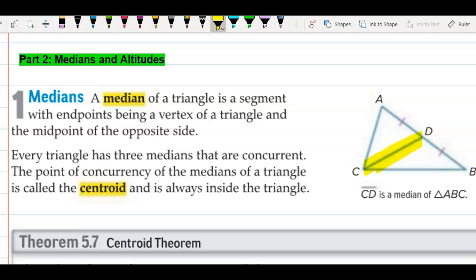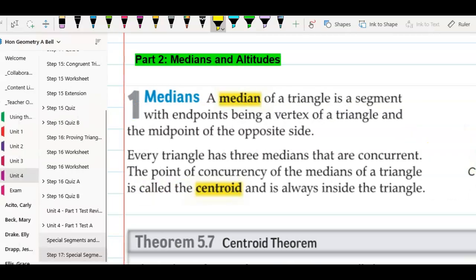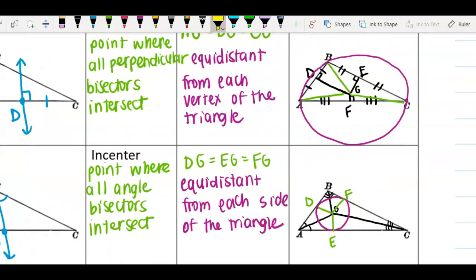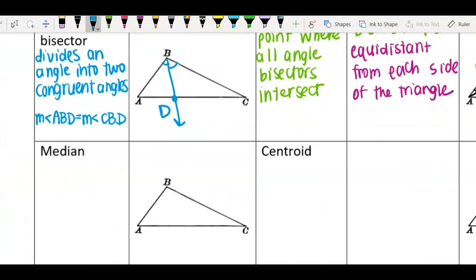So let's go to our special segments and clarify this first. It goes from a vertex to the opposite side and bisects the side. So when you draw these, it's probably easier. We're going to stick with going from B out to AC.